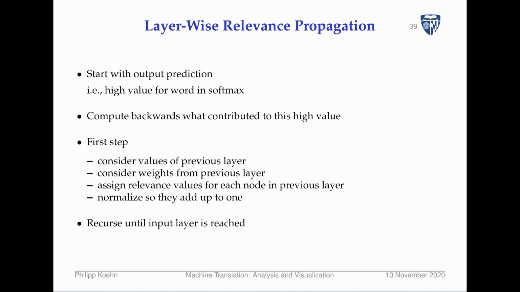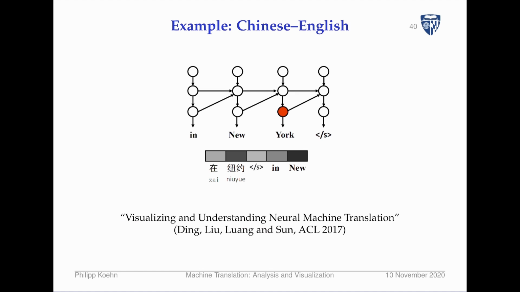The first step is to consider the values of the previous layer and the weights of the previous layer, and then figure out, based on these values and weights, what actually led to the high value that was computed there. We're going to keep doing this throughout the layers, trying to figure out what led to this large number that is being computed there.